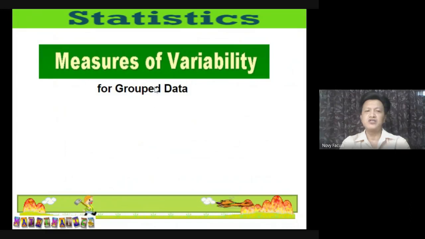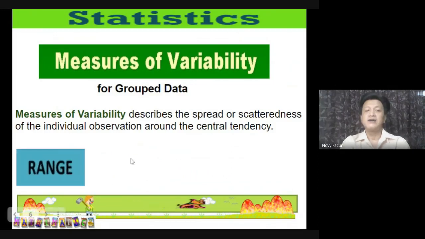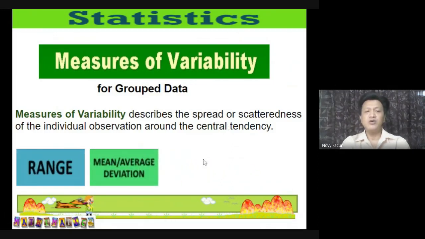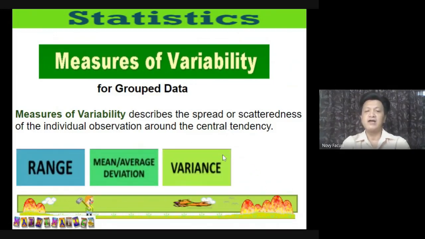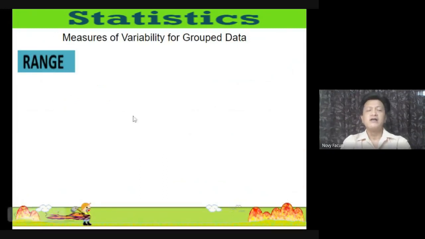Pag sinabi natin measures of variability, this simply describes the spread or scatteredness of the individual observation around the central tendency. So we are talking about the group data for the measures of variability. We have the range, mean deviation or the average deviation, the variance and standard deviation. Kailangan ma-recall nyo yung definition niya dun sa ating previous week, yun yung week number 7 natin. Pakipanood lang po.